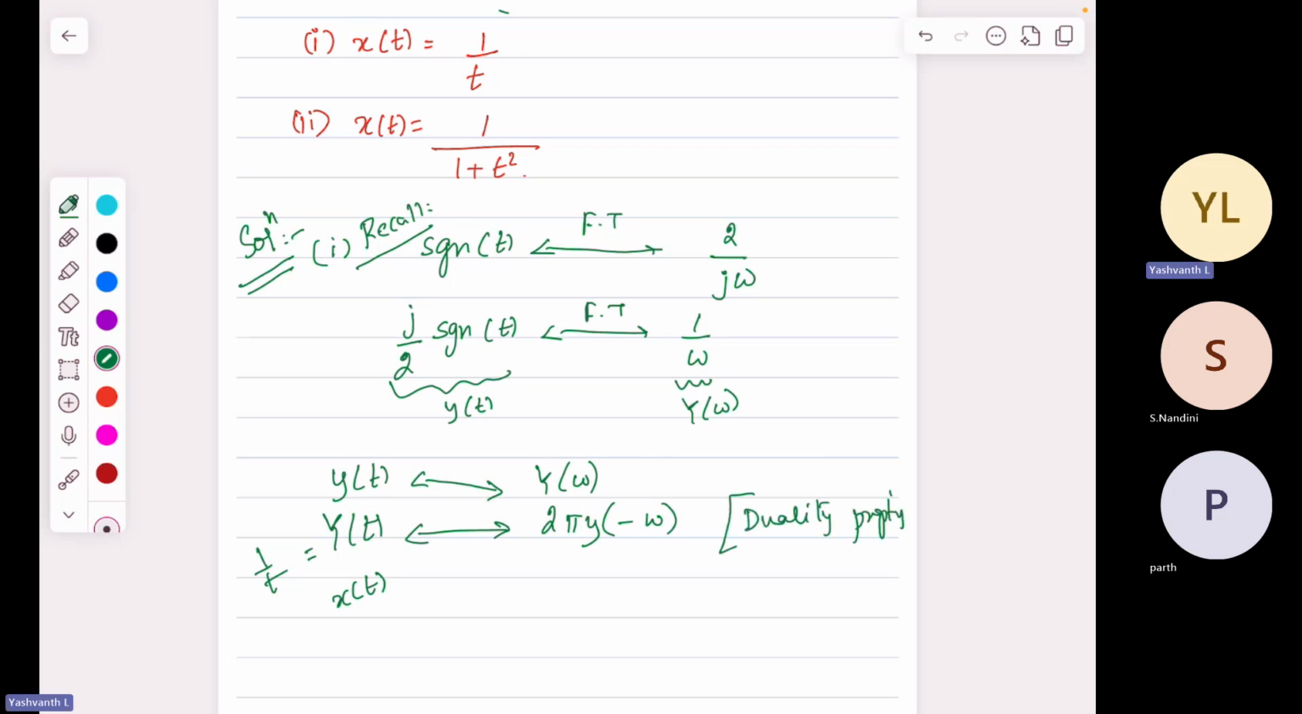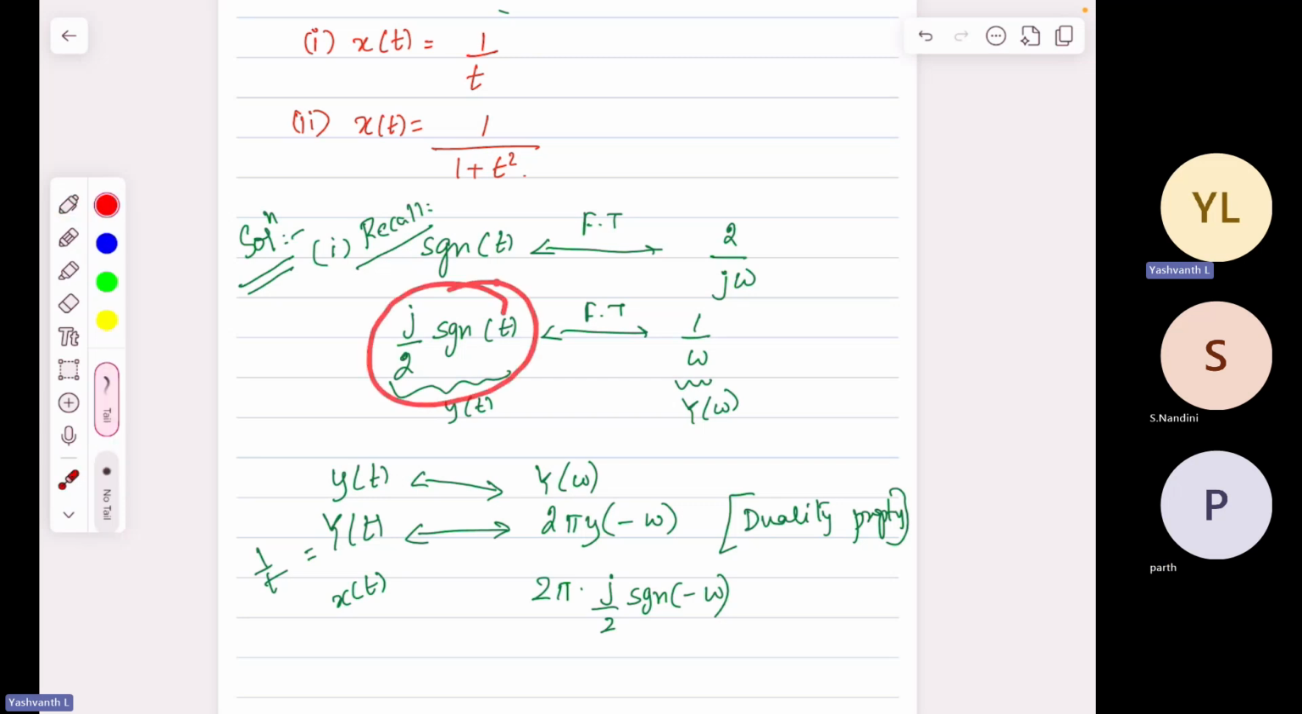Is it okay? But what is small y of omega? 2 pi into j by 2 into signum of minus t, minus omega. Is it okay? Because y of t is nothing but j by 2 into signum of t.